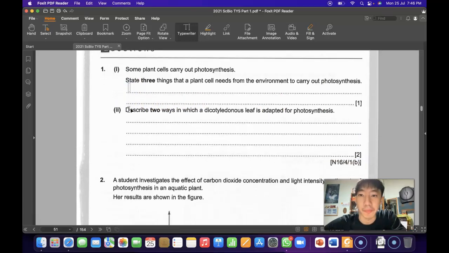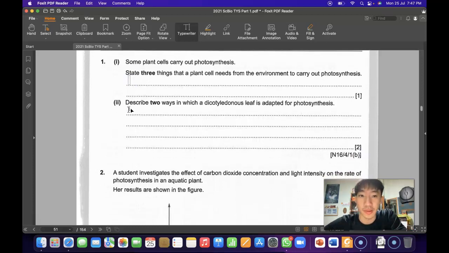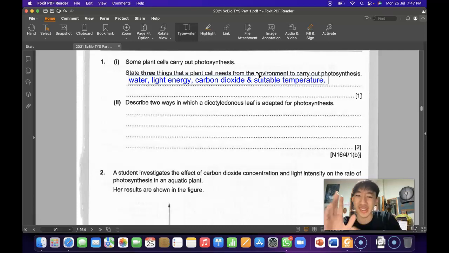Okay, here's the fun part. Some plants carry out photosynthesis. State 3 things that a plant needs from the environment. Okay, we need water, light energy. And do note it says environment, so you should not write chloroplast or chlorophyll, because that is not an environment, that is in the plant itself. So light energy, carbon dioxide, please spell it out, don't write CO2. And okay, this one will be contentious, and suitable temperature. But I think if you write the first 3 you should be safe.